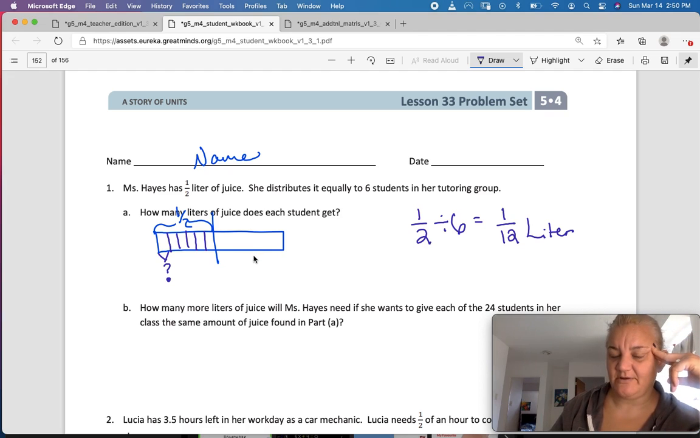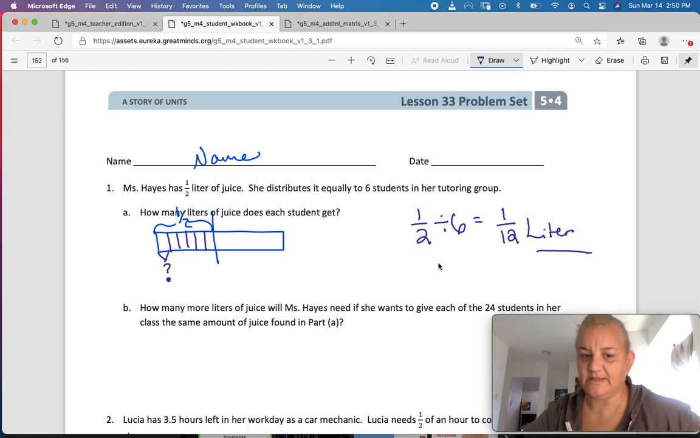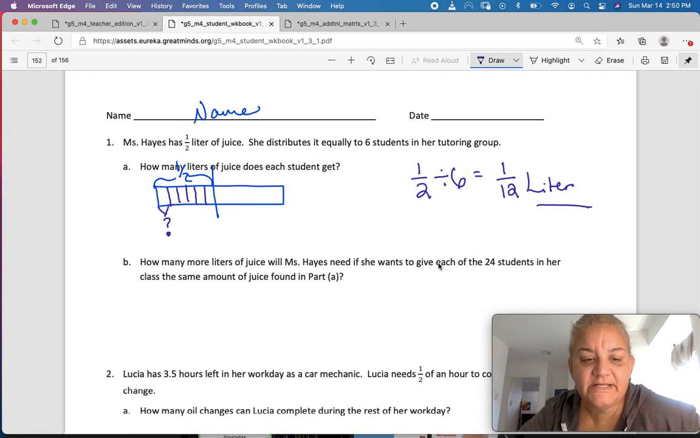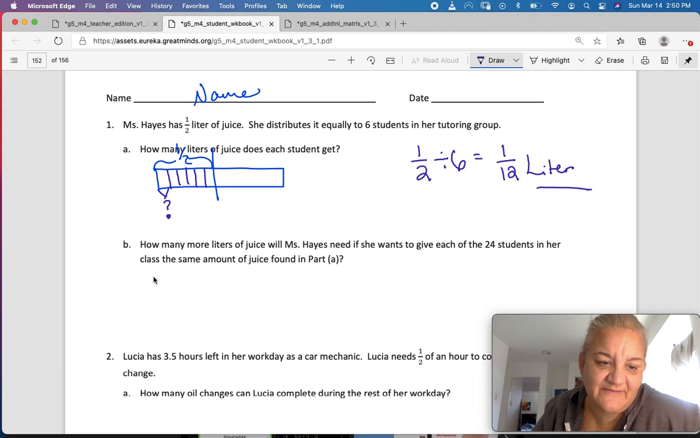So I made a tape diagram. I used division, fraction problems. Don't forget your labels. Okay, this is everything we've been doing up until now. How many more liters of juice will Miss Hayes need if she wants to give each of her 24 students in her class the same amount of juice found in Part A? Well, she wants to give a 1/12 of a liter to 24 students. How many liters is she going to need?